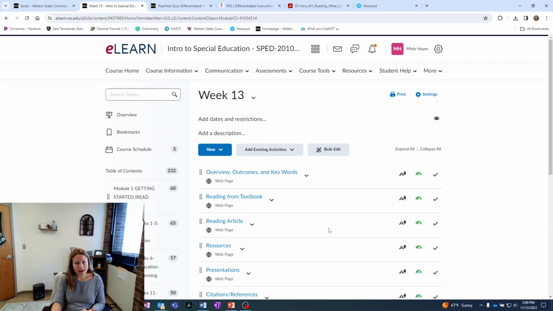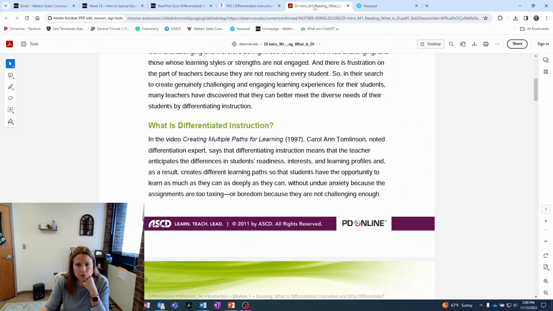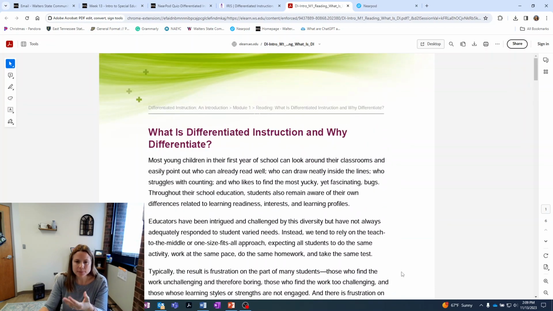And then, of course, how do we in today's time incorporate technology to support students? And what would that look like? So I want you to look at that as well. Now, I do have an article here for you that really dives a little bit deeper into differentiated instruction. It's called What is Differentiated Instruction and Why Differentiate?